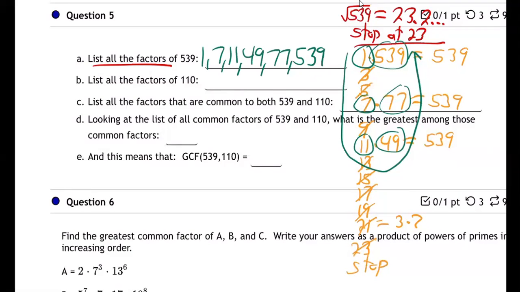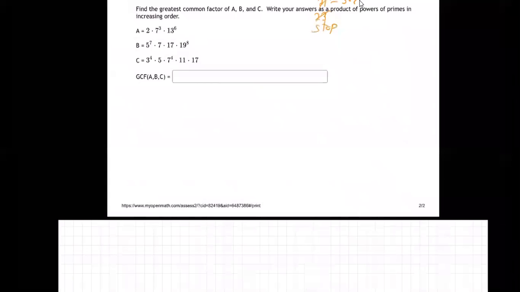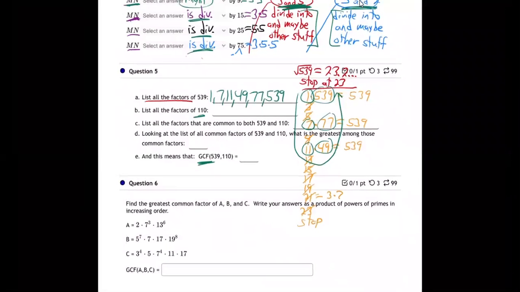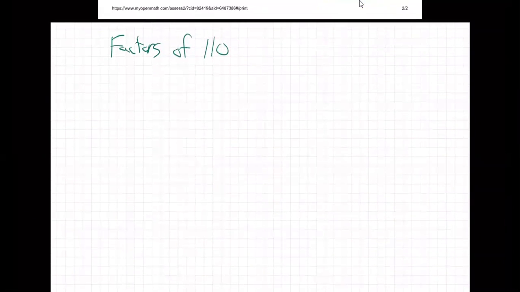We're trying to build up to find the greatest common factor. That's what this question is all about. Find the GCF, the greatest common factor. We're getting there. Okay, next step, let me add a page here. I'm going to try to find all the factors of 110. So you know the deal. You start with the square root to find out how far you need to go, and that is 10.4 and so on. So stop at 10.